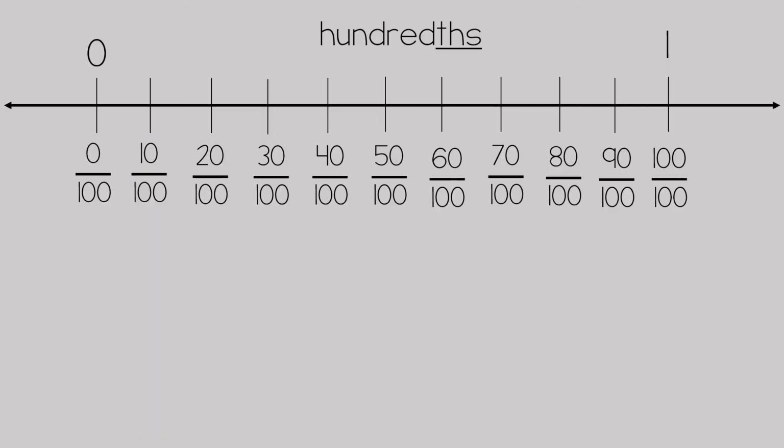Like tenths, hundredths can also be represented as decimals. This would be 10 hundredths, 20 hundredths, 30 hundredths, 40 hundredths, 50 hundredths, 60 hundredths, 70 hundredths, 80 hundredths, 90 hundredths, and 100 hundredths is 1 whole, so it's represented as the whole number 1.